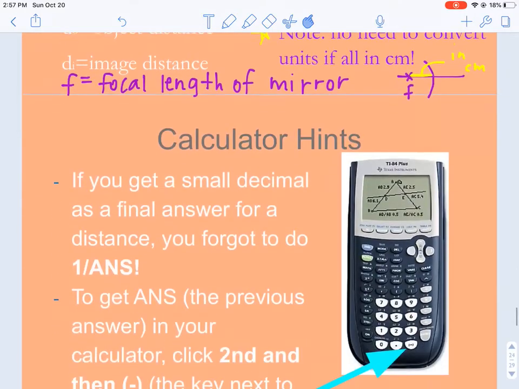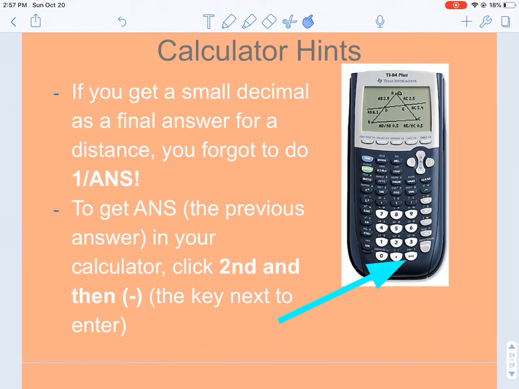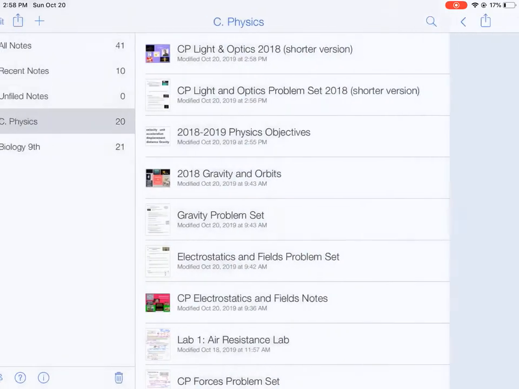So a couple calculator hints here. If you get a small decimal as a final answer for a distance, you forgot to do 1 divided by answer. And so this 1 divided by answer we will look at and practice, but the answer key is right here. What you do is you first press, if you look, the answer is blue, that little blue ANS. So that means second. So you have to press second first, then that minus symbol. And that's what this is talking about. Ask a friend or someone to show you in class if that's confusing for how we're getting that.